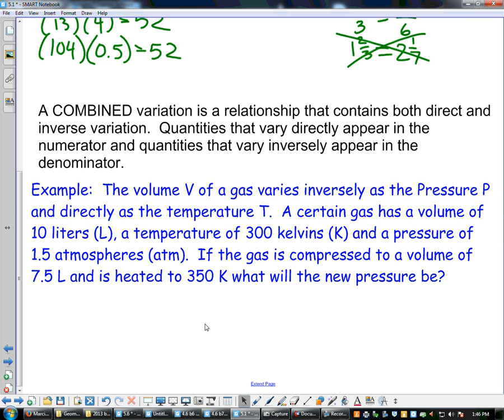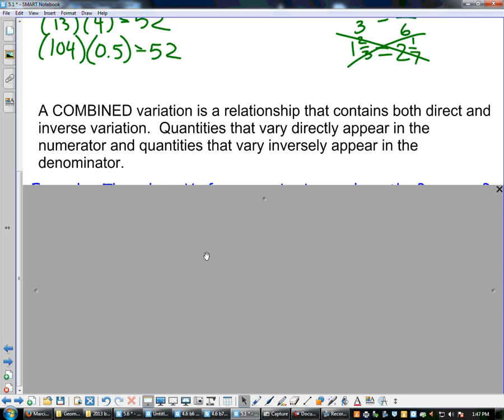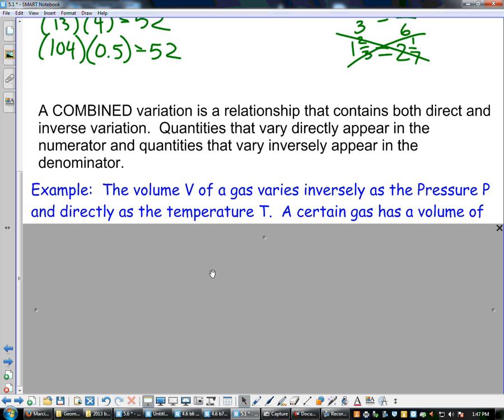The volume V of a gas varies inversely as the pressure P and directly as the temperature T. All right, I tell you what, let's just take that first sentence and write an equation based on that before we look at the rest.